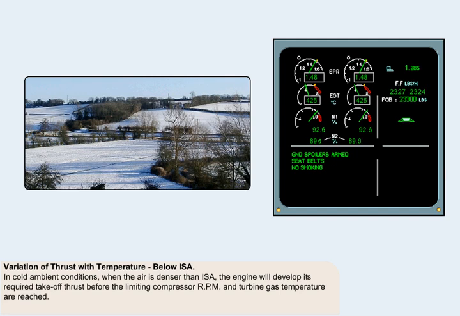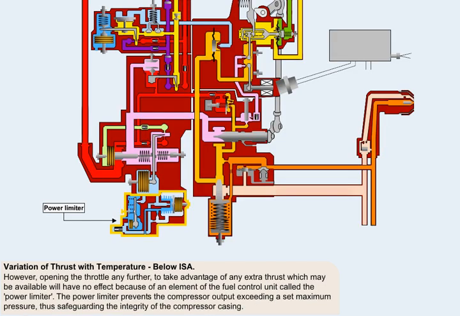In cold ambient conditions, when the air is denser than ISA, the engine will develop its required takeoff thrust before the limiting compressor RPM and turbine gas temperature are reached. However, opening the throttle any further to take advantage of any extra thrust which may be available will have no effect because of an element of the fuel control unit called the power limiter. The power limiter prevents the compressor output exceeding a set maximum pressure, thus safeguarding the integrity of the compressor casing.